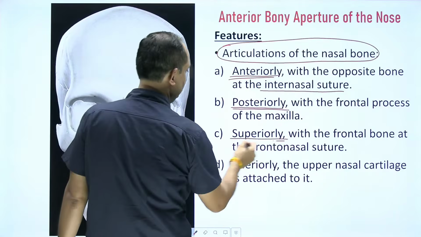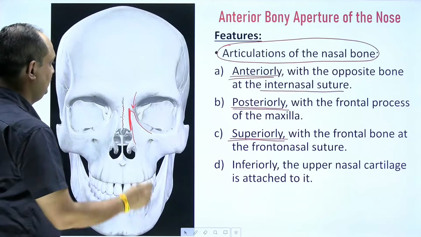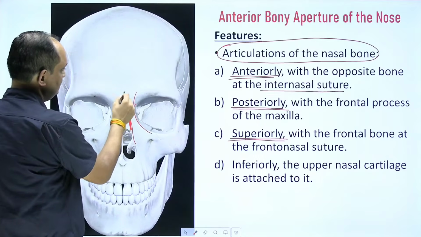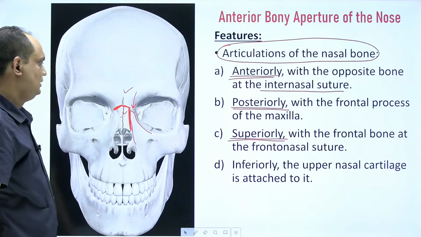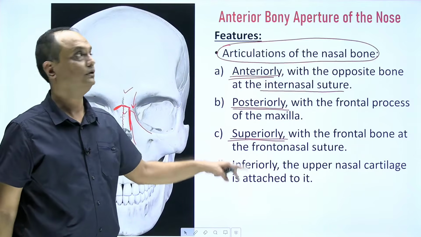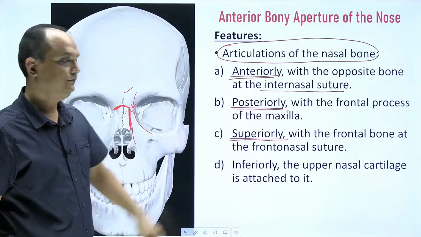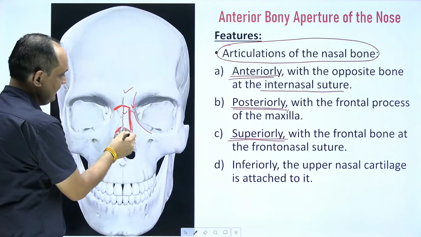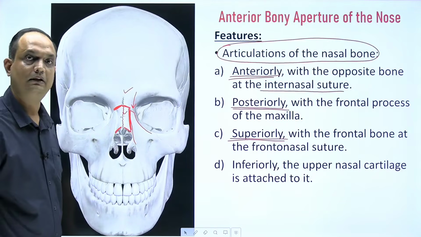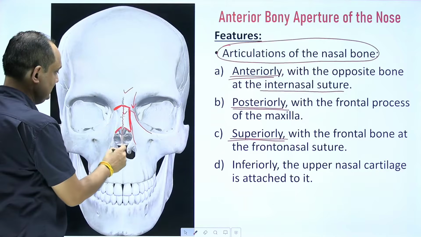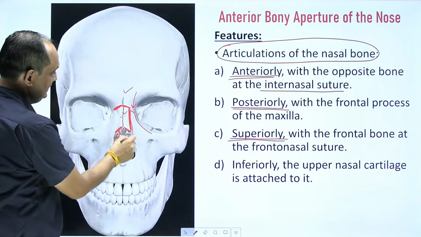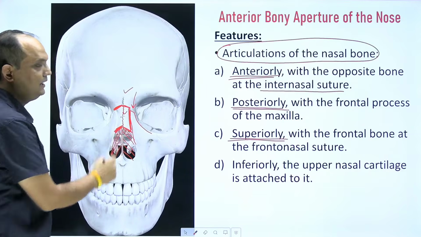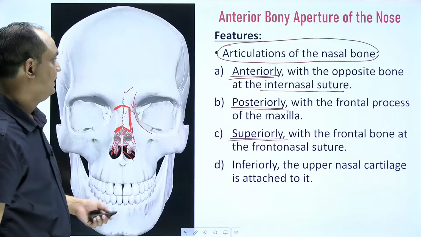Superiorly, if you see the superior articulation of the nasal bone, it makes a joint with the frontal bone, and this line is known as the frontonasal suture. Now, what is the inferior articulation of the nasal bone? Inferiorly, in a dry skull, you will find that these borders are free. But in a living person, we have the nasal cartilages, and these nasal cartilages come and articulate with these lower free margins of the nasal bone.